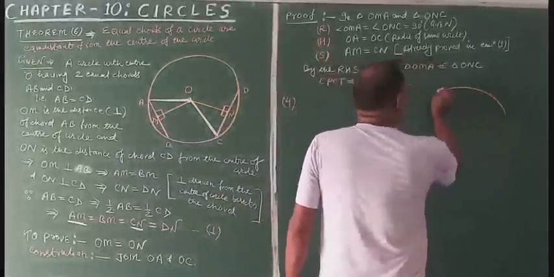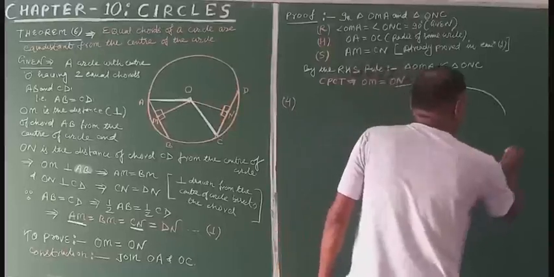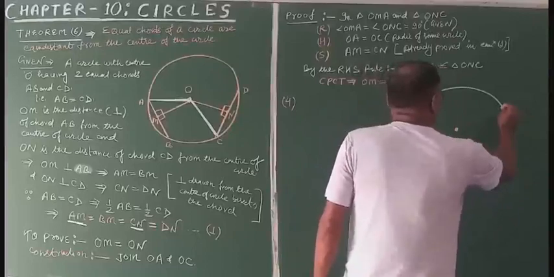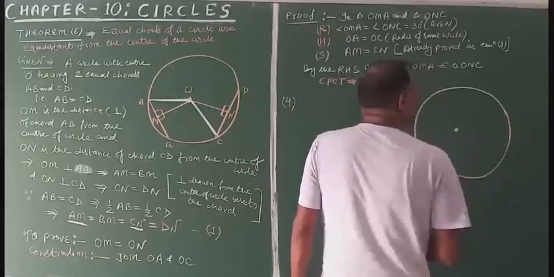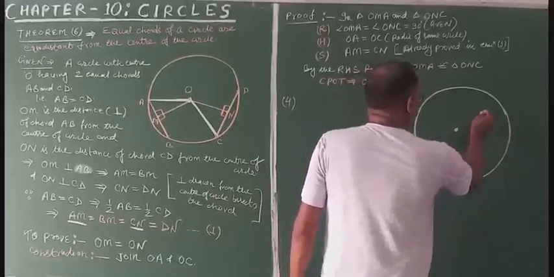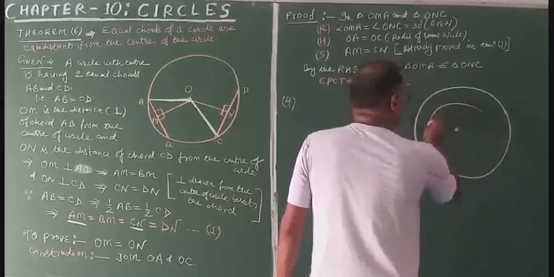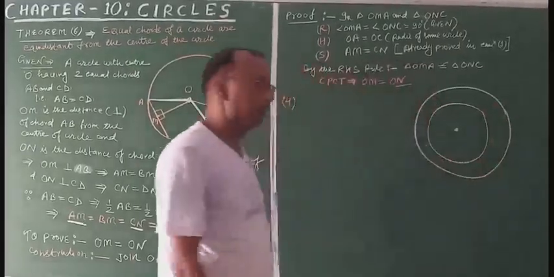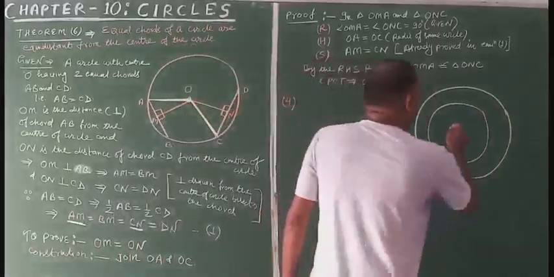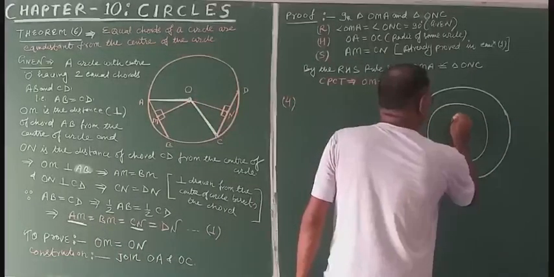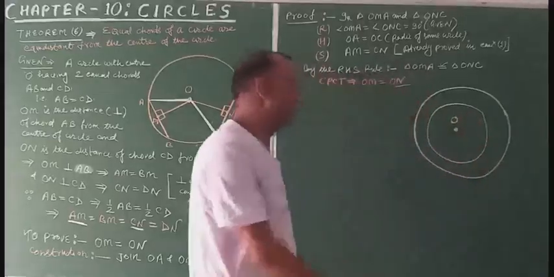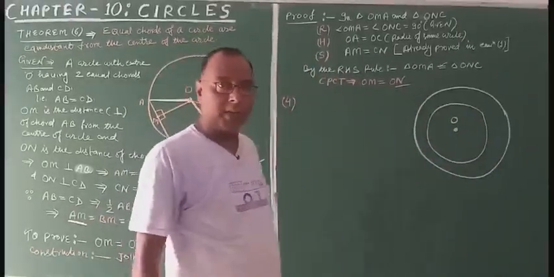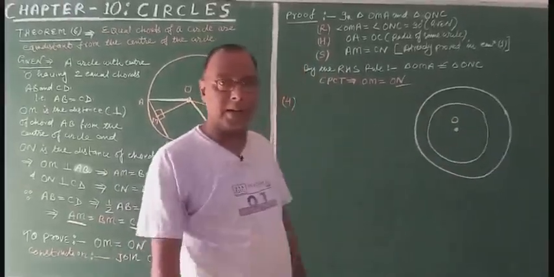Suppose this is the first circle, the greater circle. One circle is this, and another circle is this. Both have the same center. These are the concentric circles. Concentric circles mean circles having the same center but different radii.